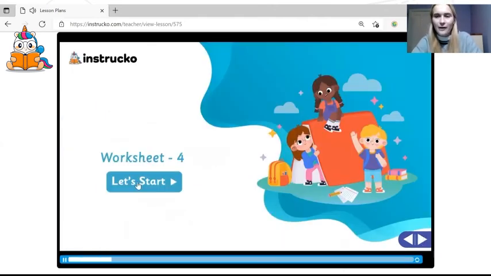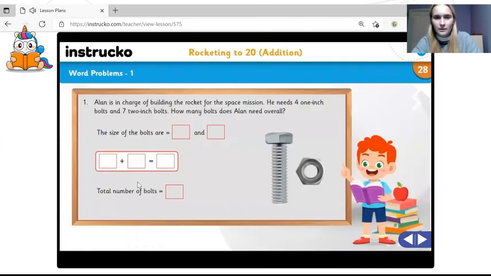Okay, so here we have our next worksheet. So this is all about word problems. So at the end of every lesson, we will be doing word problems. And this is basically where we read a sentence or a few sentences and we have to answer the equation that's given in that passage.